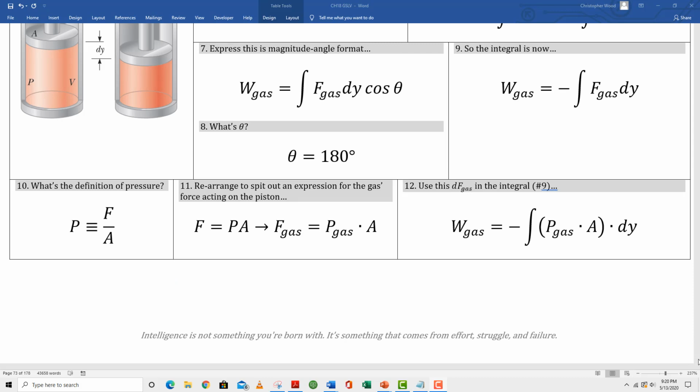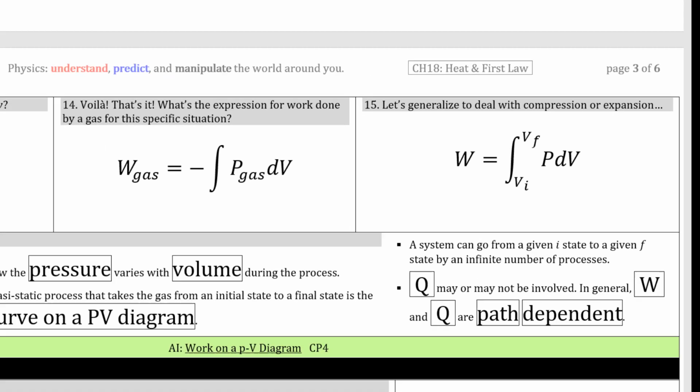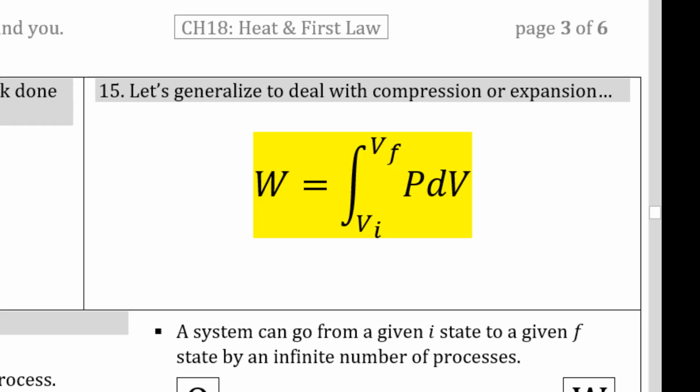We remember the definition of pressure is force per area. I do some rearranging in box 11. Box 12 is an updated version of box 9. In box 13, I do some more clever processing, and in box 14, I have yet another updated version of the work done by this gas. Finally, I have my result in box 15.